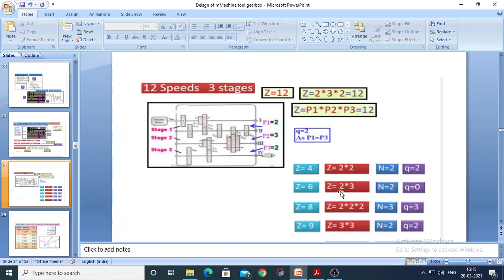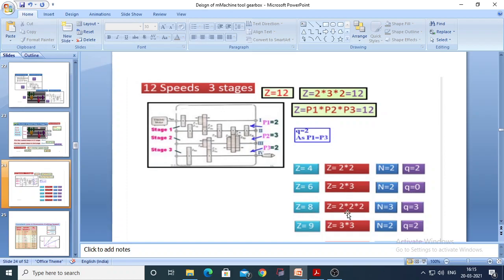Z is equal to 6. You have to choose P1 is equal to 2 and P2 is equal to 3. If you choose P1 is equal to 3, then you will get 9. This is the wrong answer. That's why 2 into 3. You will get the number of stages as 2. Then Q is equal to 0. There is no similarity. That's why 0.